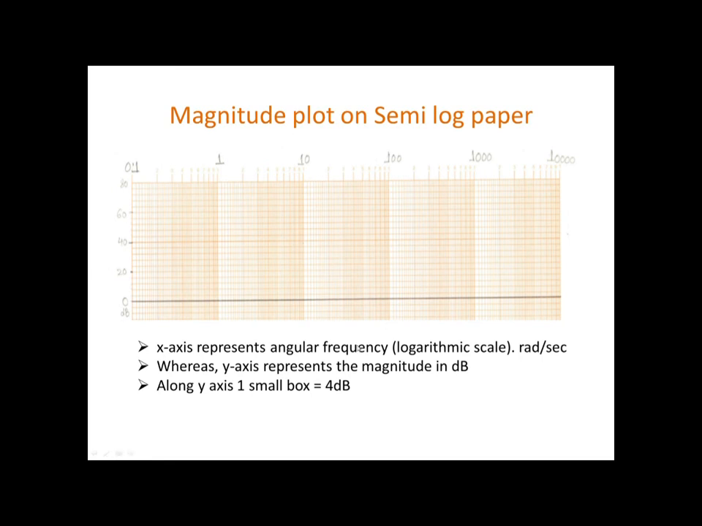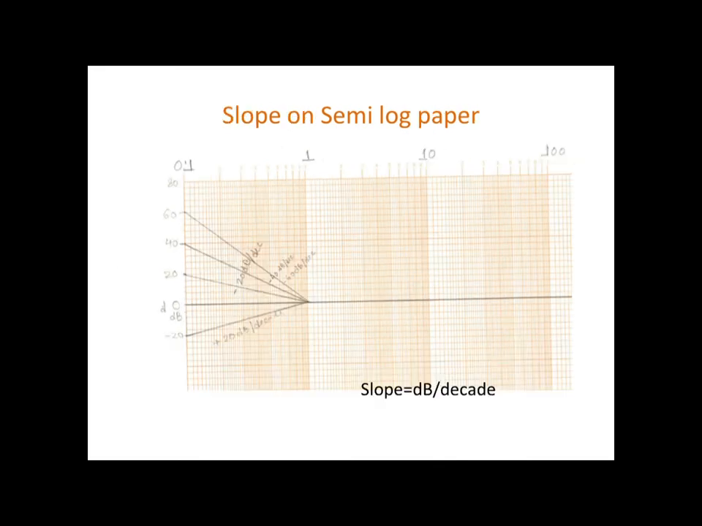So this is the magnitude plot on semi-log graph paper, and in the next video we will discuss how to plot the magnitude of the Bode plot on the semi-log graph paper. And before that we have to find out how to draw the slope on a semi-log graph paper. So in the previous slide I have discussed that the unit of the slope is dB per decade.